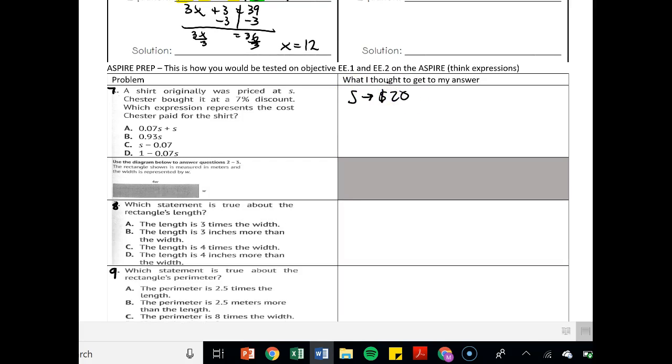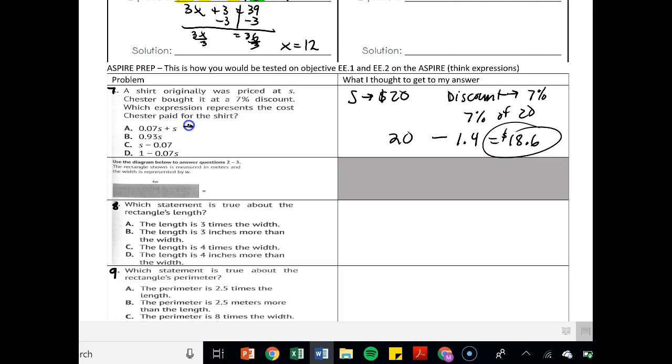So $20. All right, and Chester bought it at a 7% discount. So discount 7% of 20, right? So if we originally have a shirt that's $20 and we do 7% of 20, or 0.07 times 20, that's going to get you 1.4. So you're going to subtract 1.4 off of it, and so your answer is then going to be 18.6. So you're looking for something that when you plug in 20 gives you 18.6, right? If you chose a different number, if you chose 100 or 10, you could get a different number. But let's try some of these out.